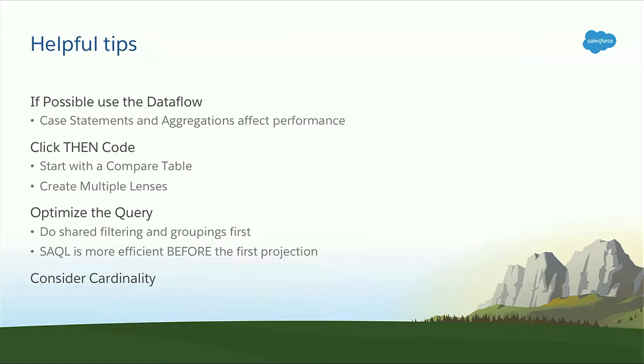And then consider cardinality. If you have a dimension that has low cardinality, use that first as well. Don't try and group on your accounts when you have 50,000 accounts. Group on your products where you have 5 products or 10 products. That will help with your SAQL as well. That will make your queries run faster.